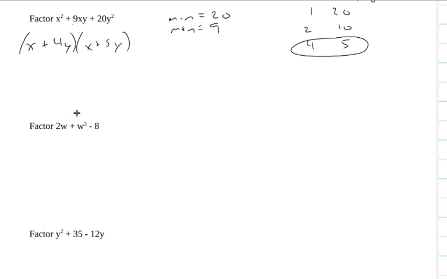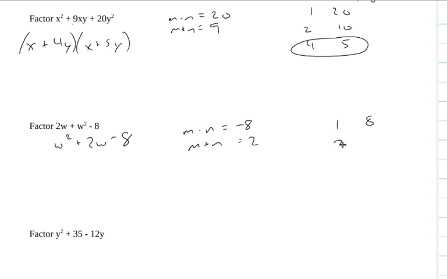All right, if we wanted to factor 2w plus w squared minus 8, this is not in standard form. So the first thing I'd want to do is rewrite it so that it's in standard form: w squared plus 2w minus 8. Now that it's in standard form, the coefficient of 1 here, and then x squared plus bx plus c is how I referred to it before. Of course, it doesn't have to be x's. But we want the product to be negative 8 and the sum to be 2.